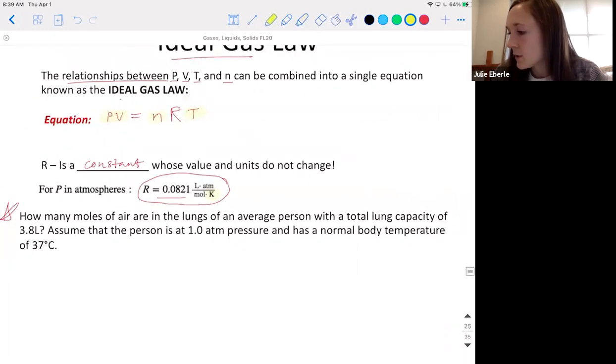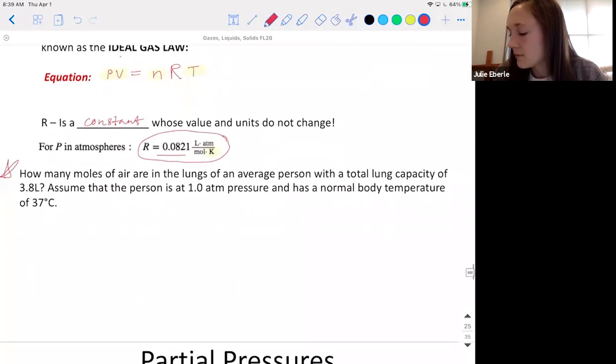So let's actually work this problem down below. How many moles of air are in the lungs of an average person with a total lung capacity of 3.8 liters? Assume that the person is at 1 atm pressure, so they're at sea level, normal body temperature of 37 degrees Celsius.